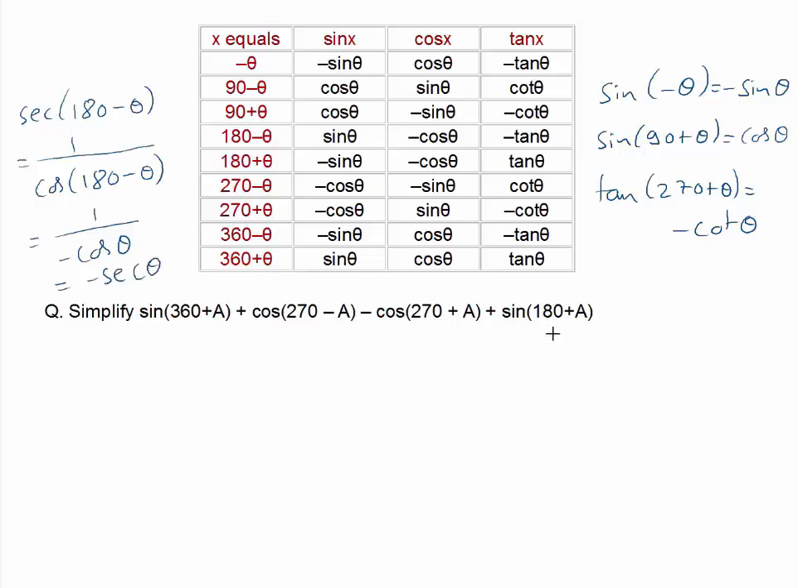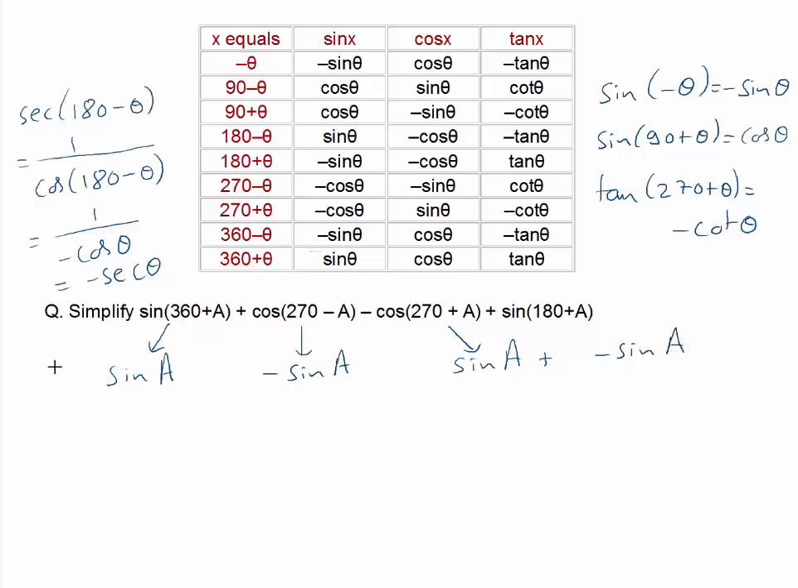Now let's do this question. Now we need to simplify this. So let's rewrite these using these tables. So sine of 360 plus a would become sine a. Cos of 270 minus a would be minus sine a. Cos of 270 plus a would be sine a, and sine of 180 plus a would be minus sine a.